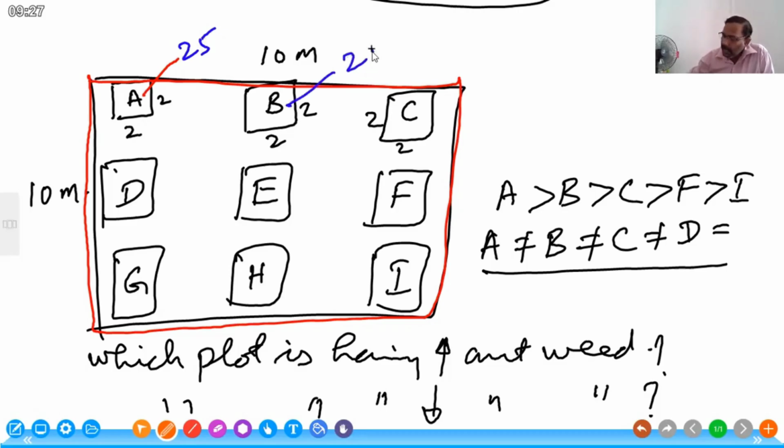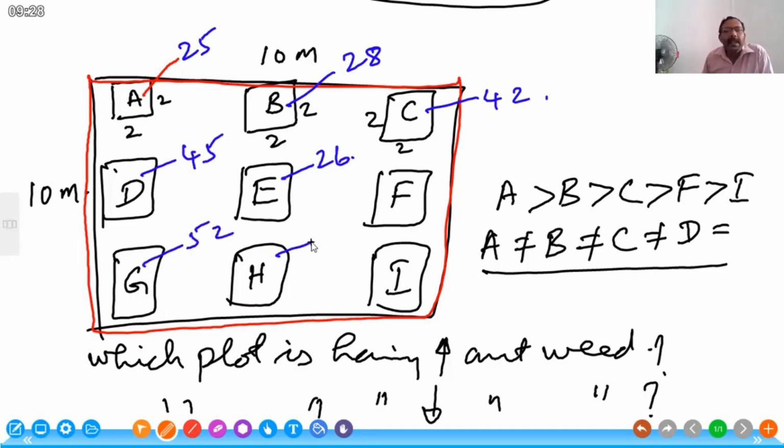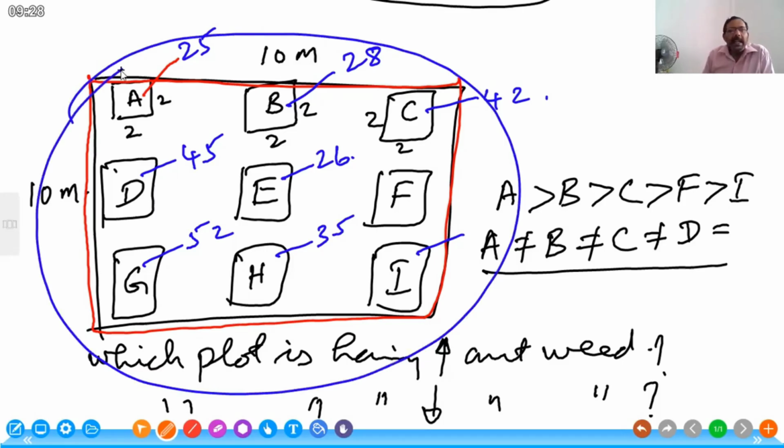Here I have 28. Here 42. 26. Here 45. Here 52. Some numbers I'm just saying. Here 35. Right? So likewise, is there any pattern here in this gradient?